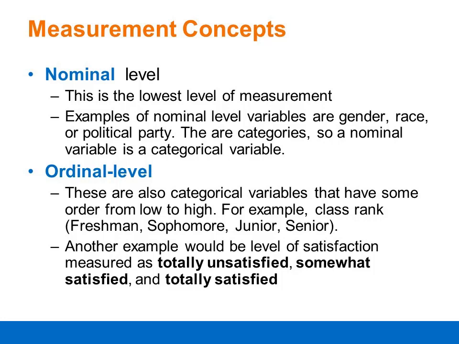The next measurement level is ordinal. Ordinal level variables are also categorical variables that have some order or rank, from low to high or small to large. For example, class rank, such as being a freshman, sophomore, junior, or senior, would be an example of an ordinal level variable.